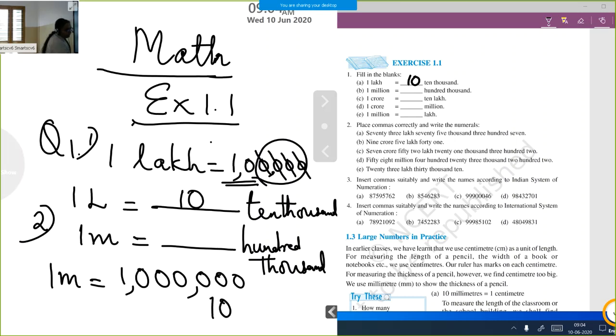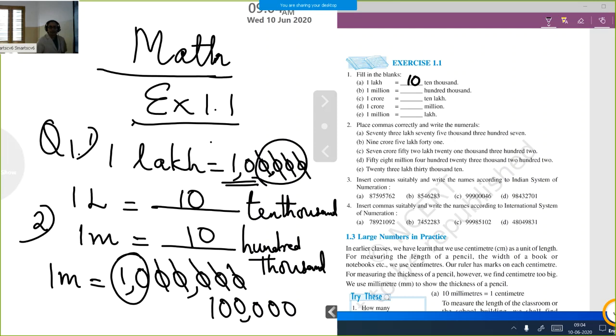See, 100,000 is having 5 zeros. See, 1, 2, 3, 4, 5. So teacher is removing 5 zeros from 1 million. 1, 2, 3, 4, 5. What is the answer? I got it. 10. So 10 100,000 makes 1 million.